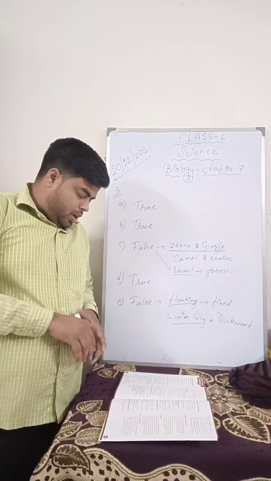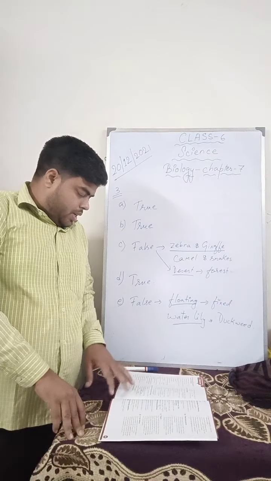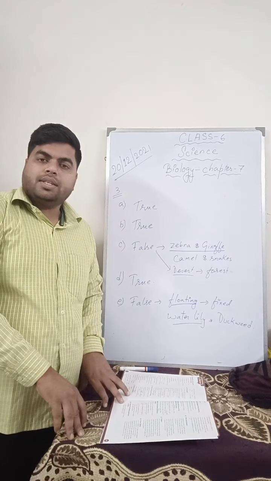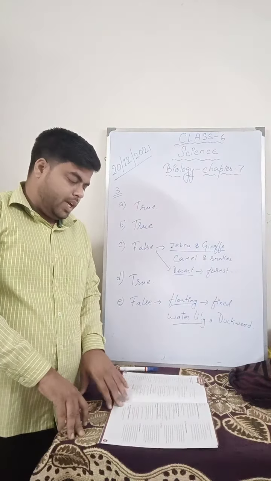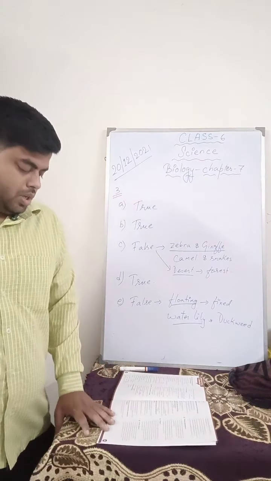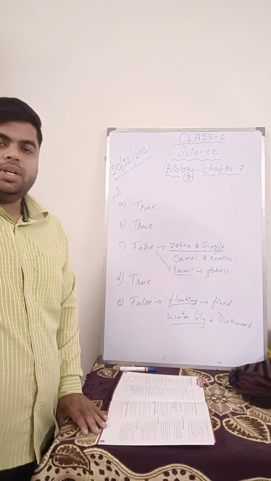So children, for today I'll keep it till here. In the next video, I'll be writing the short answers, that is, define the following, as well as choose the odd one out. So children, for today up to this much. Thank you, class.